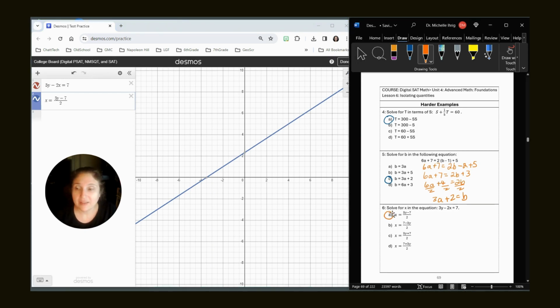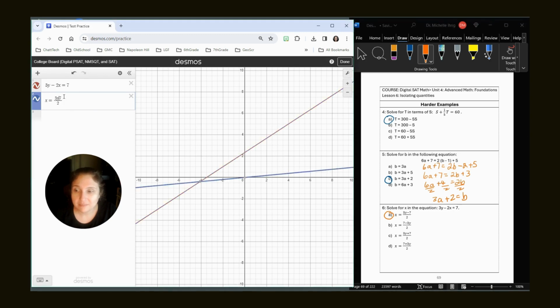And if we type something in, like for choice C, if I made this a positive, we can clearly see they're different graphs. They're parallel graphs, but they're different.